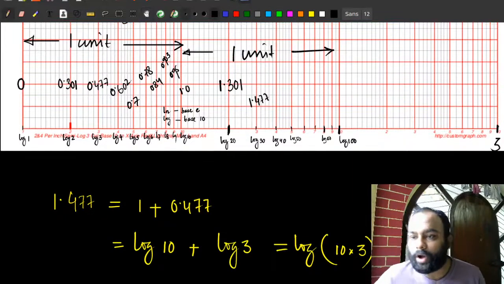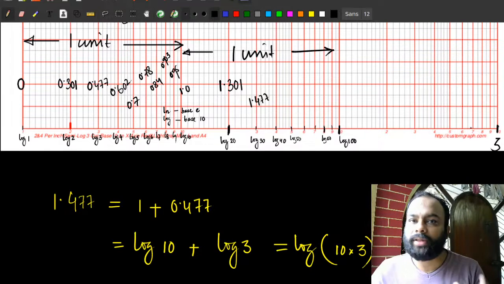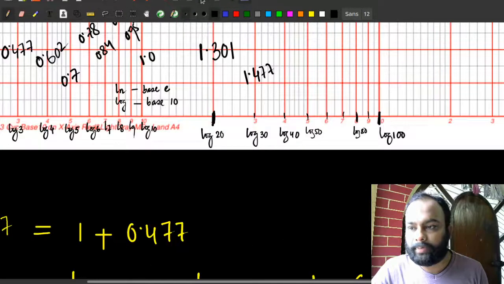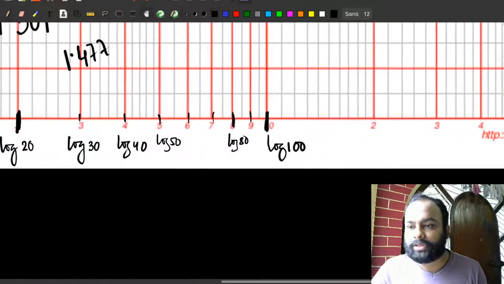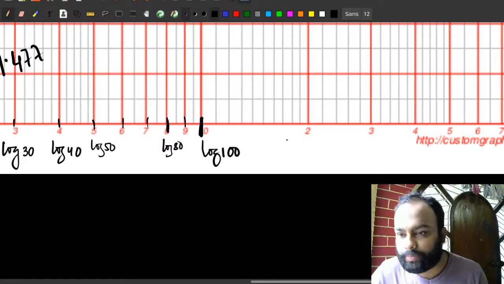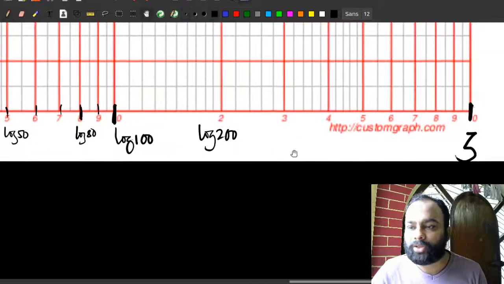So take this one. Of course, this is 3. That's going to be that number whose logarithm is 3. That's going to be log 1000, right? So I can just zoom in a bit and say, of course, this length is going to be 2.301, which is going to be log 200, right? This is going to be log 200. Okay, this is log 300 and so on.